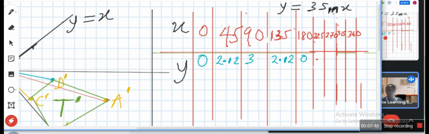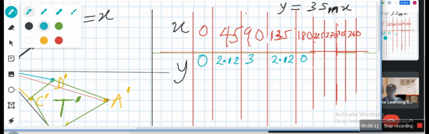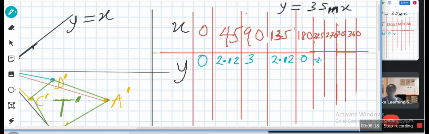So just do when x is 225. Give me what y will be when x is 225. Very quickly. I need your answers to be able to fill it up. When x is 225, what is 3 sine x or 3 sine 225? Quickly. Minus 2.12. I know there will be a repetition now. Minus 2.12.